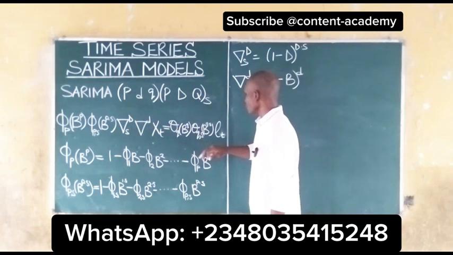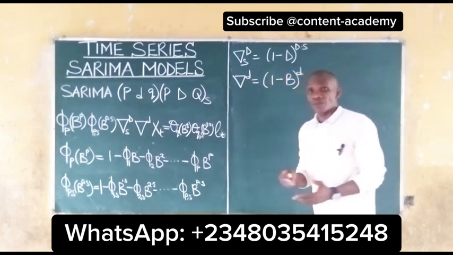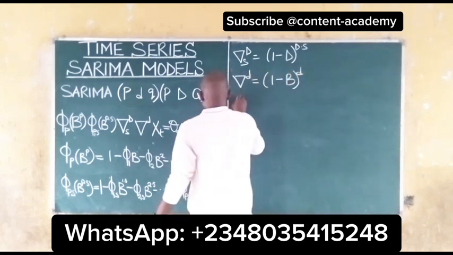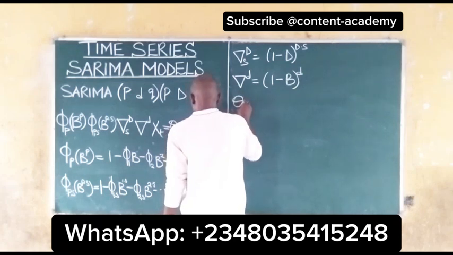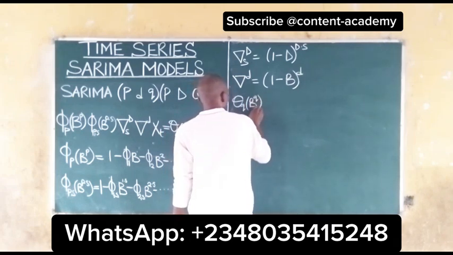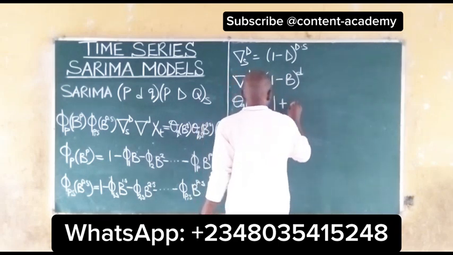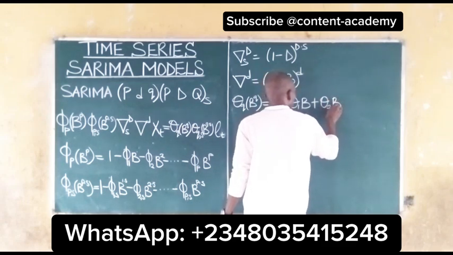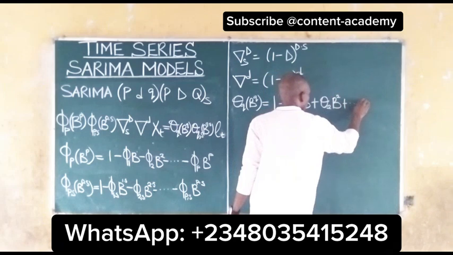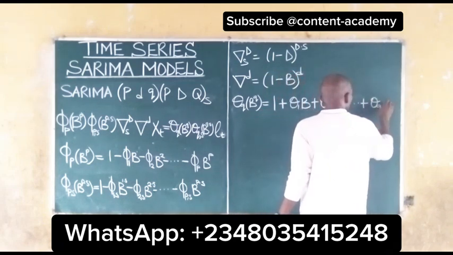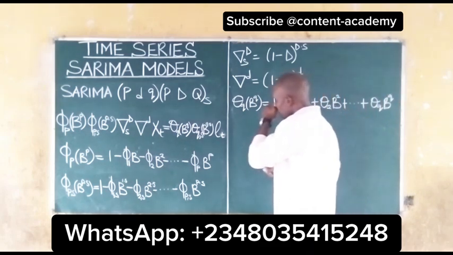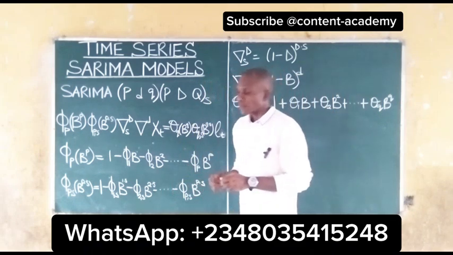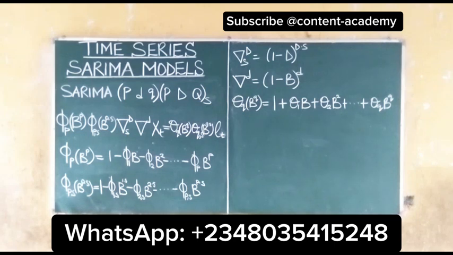We have the moving average part. How is it computed? For the moving average part, we have theta q of B to be equal to 1 plus theta 1 B plus theta 2 B squared plus, it continues that way, theta q B to the power q. So that is how it can be computed.